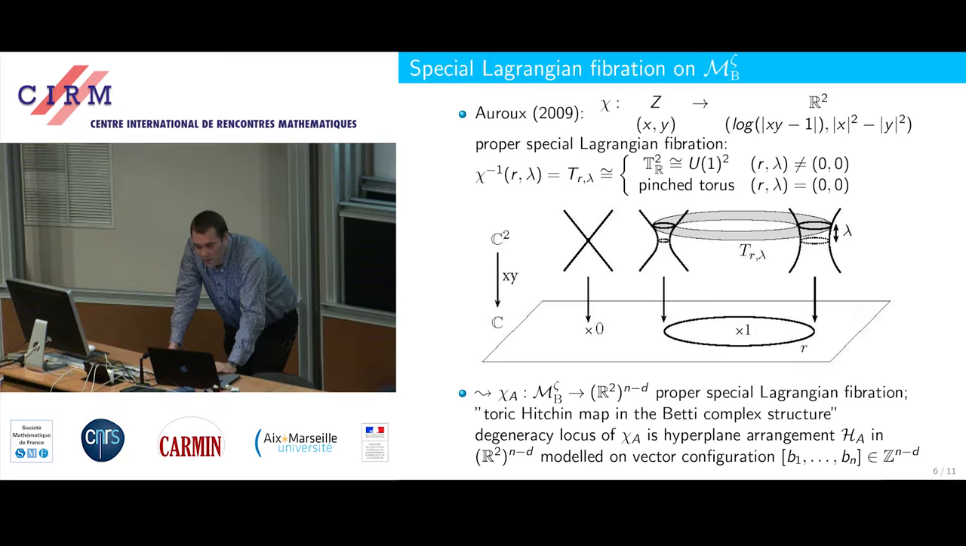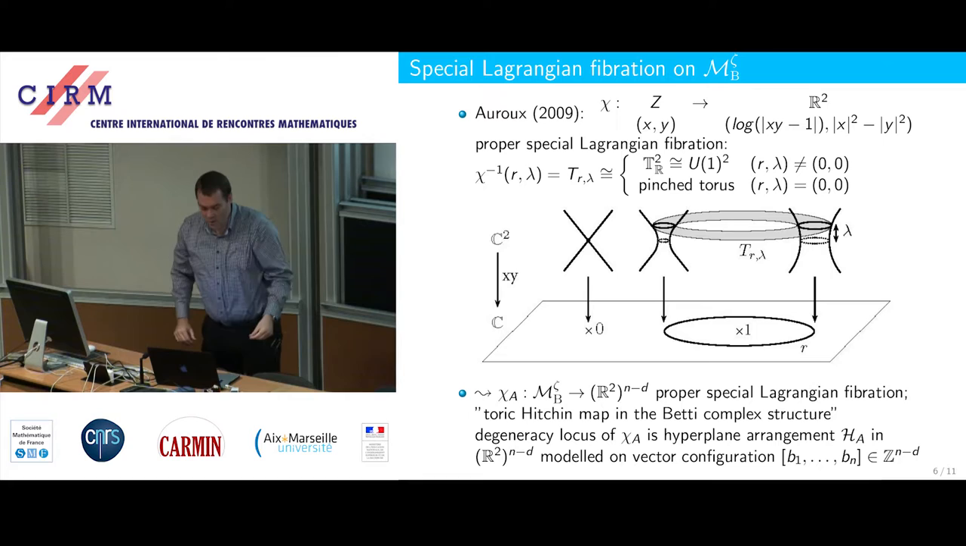Okay, then we notice that this torus action, the U1 action, leaves this map invariant, so the U1 acts along the fibers of this, and that's enough to lift this construction to our quotients, and then we are going to get on our toric character varieties a map down to this R^(2n-d), which is going to be, again, a proper special Lagrangian fibration. Now the generic fiber is going to be a compact torus of dimension, I guess, 2n minus d. And then it's going to get more singular, as usual, with the Hitchin fibration. So this is what we think of as the toric Hitchin map in the Betti complex structure.